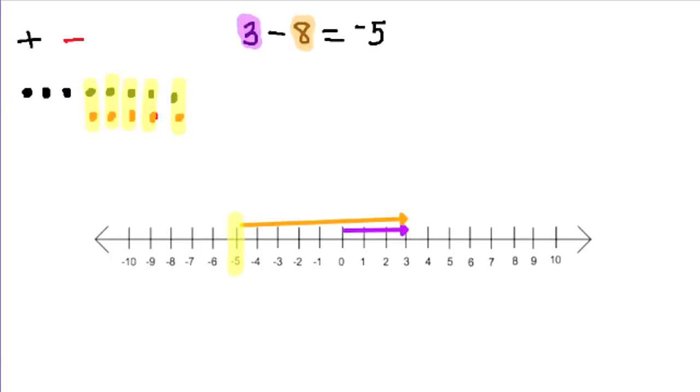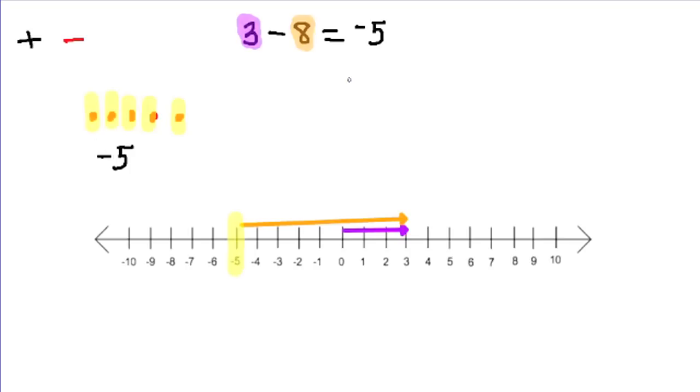Now once again, following our meaning of subtraction, I'm going to take away 8 positive tiles. So there's 1, 2, 3, 4, 5, 6, 7, 8 positive tiles gone, leaving me with a grand total, if I count the remaining tiles, of 1, 2, 3, 4, 5 negative tiles.